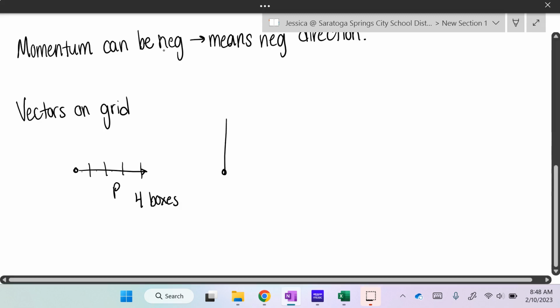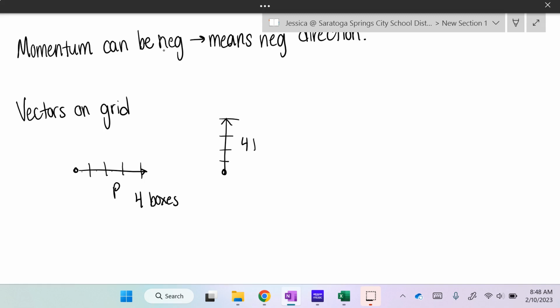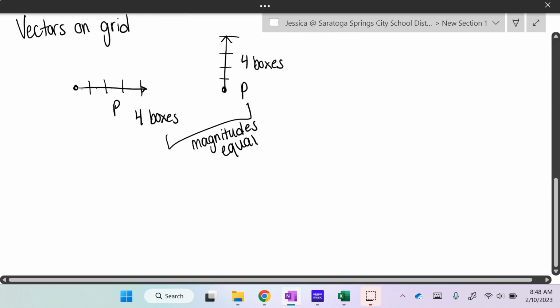That would have the same momentum as this one, 3, 4. This is also 4 boxes. So we could say that the magnitudes of the momentum are equal. Remember, magnitude just means amount, but they're just in different directions. Okay. So it's not that these are different momentums. They're the same momentum, just in different directions.